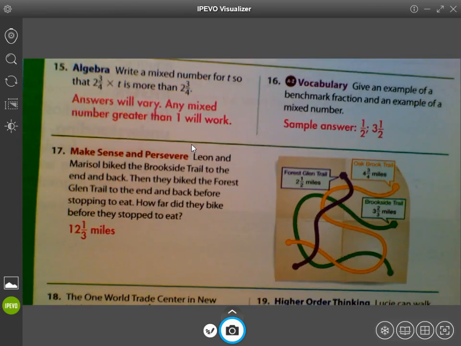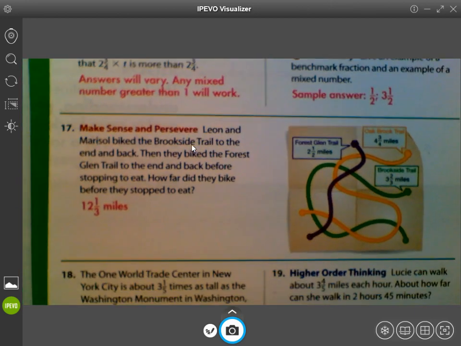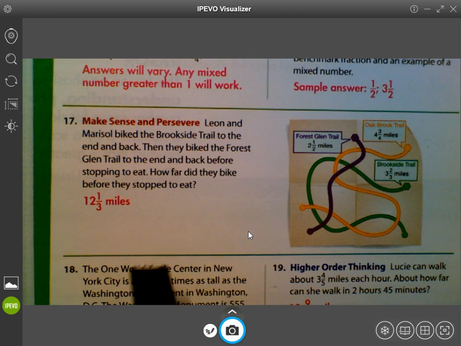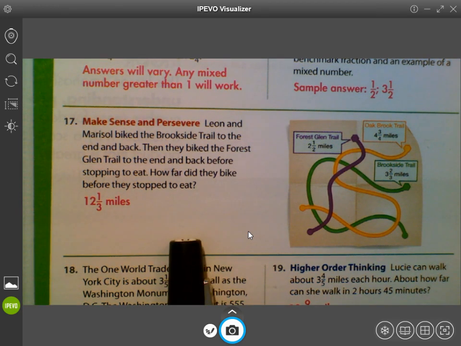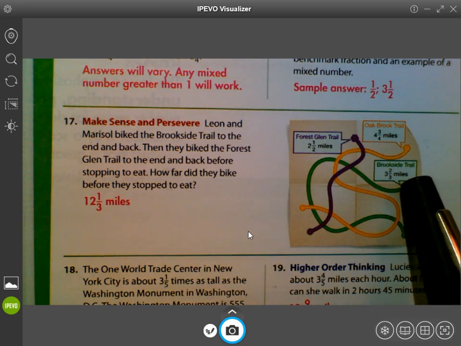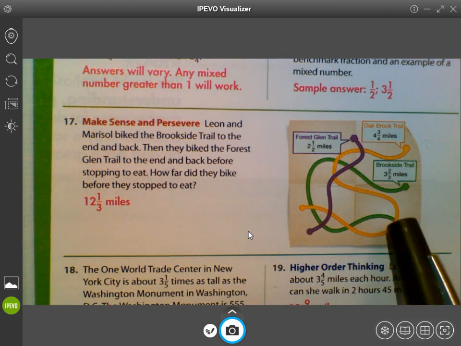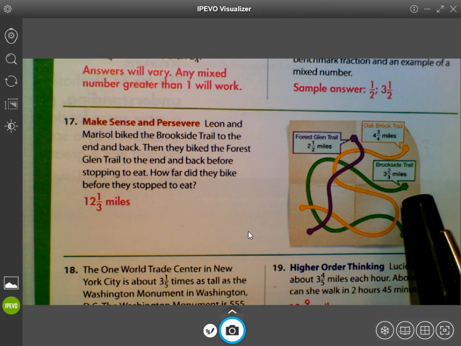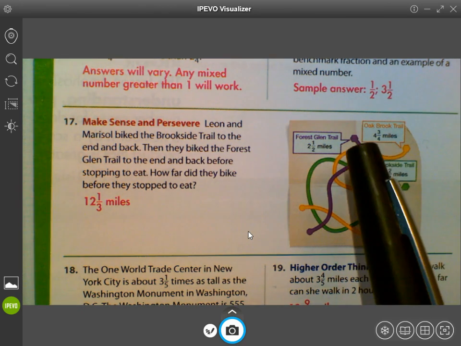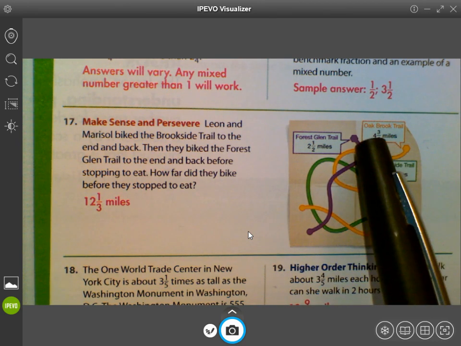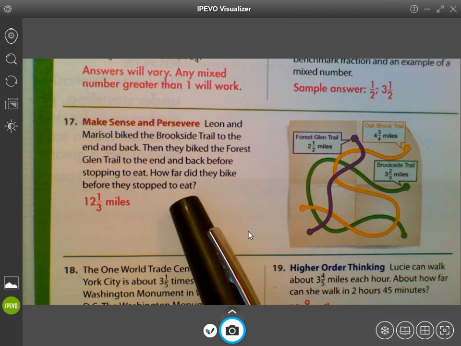This one was a little tricky because there were a couple different steps. We're told that Leon and Marisol biked the Brookside Trail to the end and back. So if we look over here, the Brookside Trail is the green one. So they biked it all the way to the end, and then they biked it all the way back. Then they biked the Forest Glen Trail, that's our purple trail, all the way to the end and back. How far did they bike before they stopped to eat?